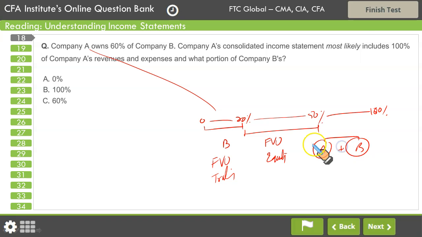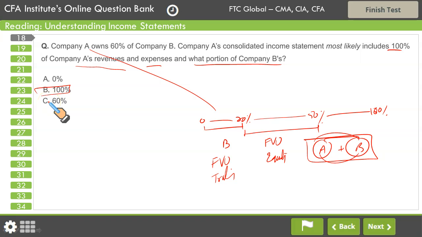A and B are viewed as if they are a single economic entity. Income statement is added to the income statement, balance sheet is added to the balance sheet, right? So this is what will happen. Company A owns 60% of company B. Company A's consolidated income statement most likely includes 100% of company A's revenue and expenses and 100% of company B's expenses and revenue. It's all added together as if they are a single economic entity. So that makes B the correct option.